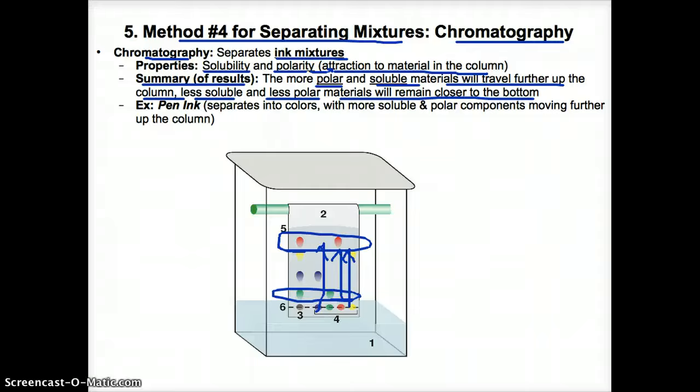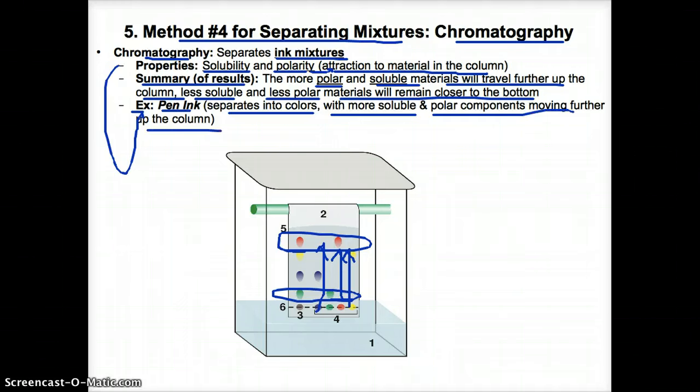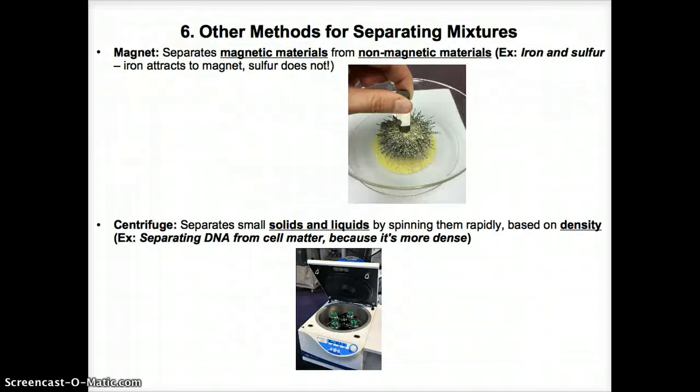All right? So an example of a mixture that can be separated by chromatography is pen ink, where it separates into colors with the more polar and more soluble components moving further up the column and the less soluble and less polar components remaining closer to the bottom. Okay? So the other methods for separation are twofold.